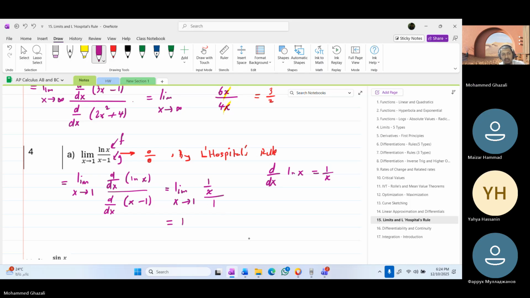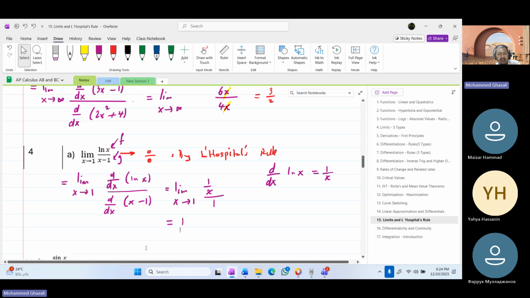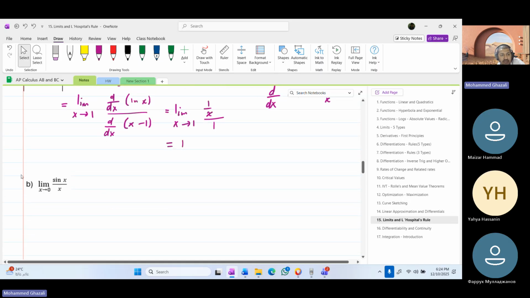Great. Now, is there any other way to solve this? No, there's no other way. There might be other ways if you expand ln x using power series, but that's in BC. We don't need all that Taylor and Maclaurin series expansion. But this is the only way because we got the form 0 over 0. Are we good, guys? Next one.